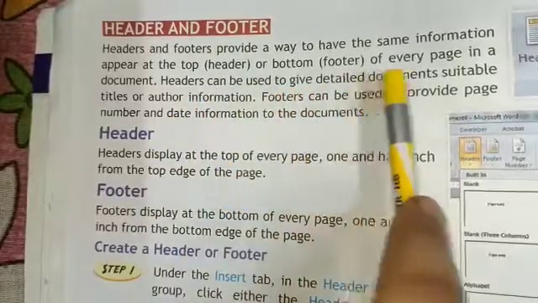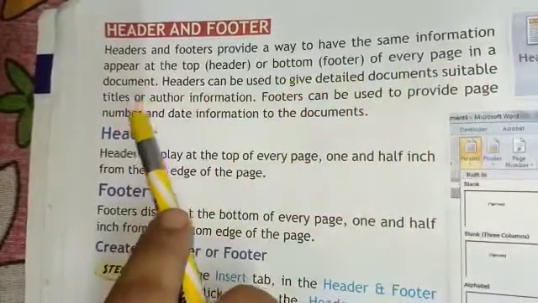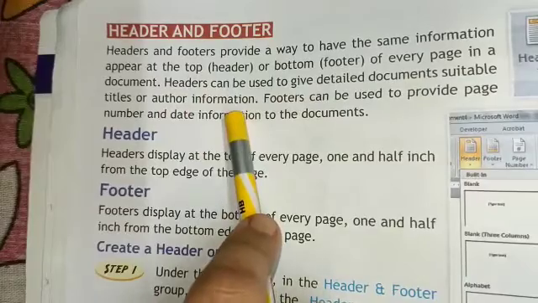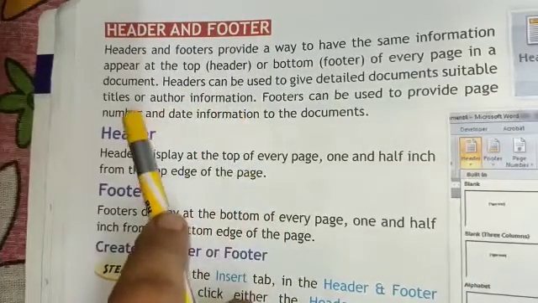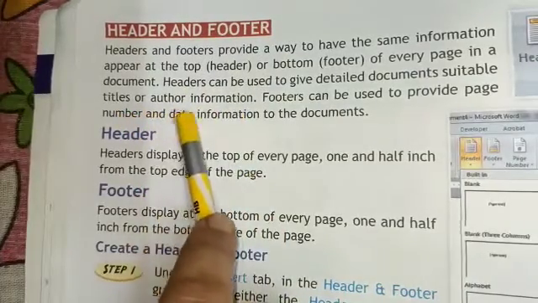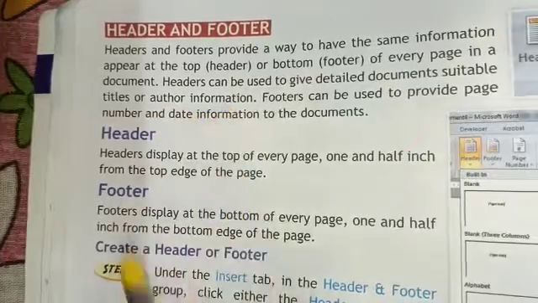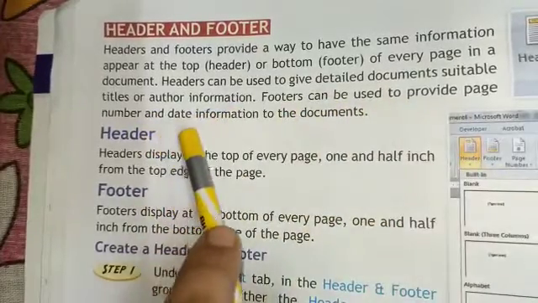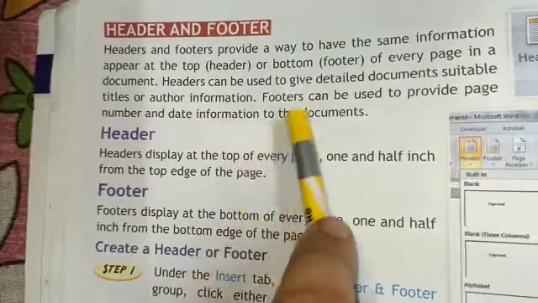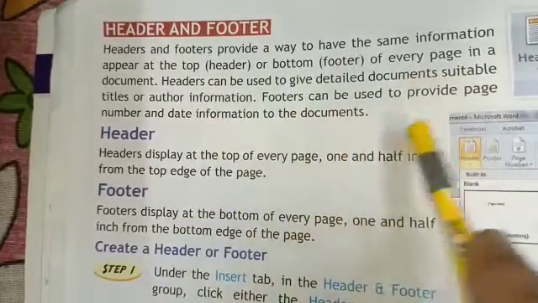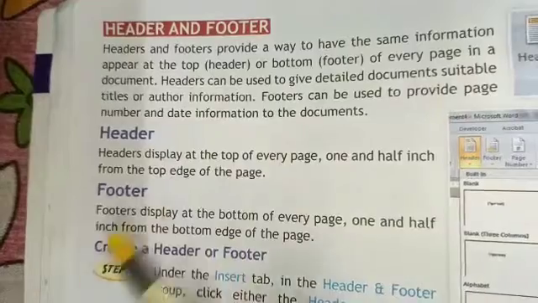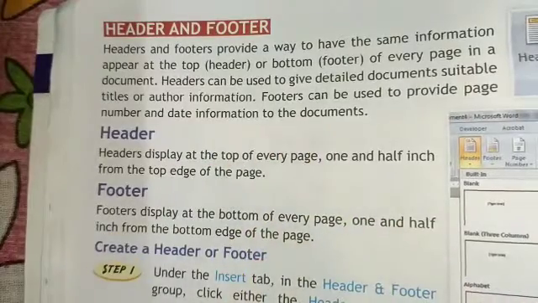Header can be used to give detailed documents suitable titles or author information. Headers are used to give detailed information about the document, or the title of a document, or the author information. Footers can be used to provide page number and date information to the documents.